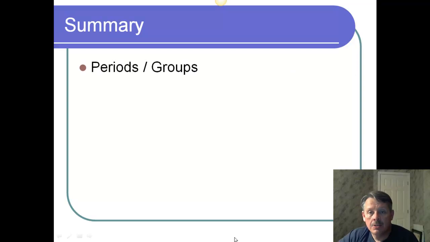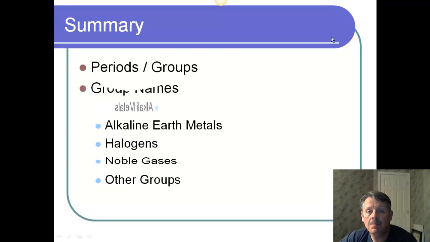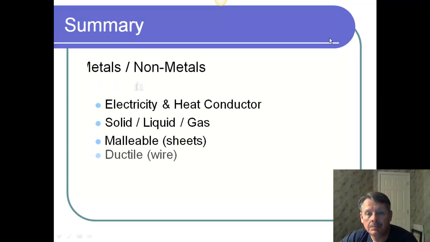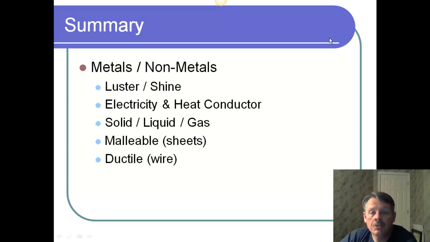All right, so in summary, you need to know what a period is. Remember, a period goes left to right, a group goes up and down. We have group names: the alkali metals, the alkaline earth metals, the halogens and noble gases. Then we have other groups like the carbon group, the bromine group, et cetera. You need to know that metals typically have a luster or a shine, that they conduct heat and electricity. Metals are typically solids, and everything else could be nonmetals, sometimes solid, sometimes liquid, sometimes gas. Malleable means things can be pounded into sheets. Those are metals. Metals can be drawn into wire that will conduct electricity.